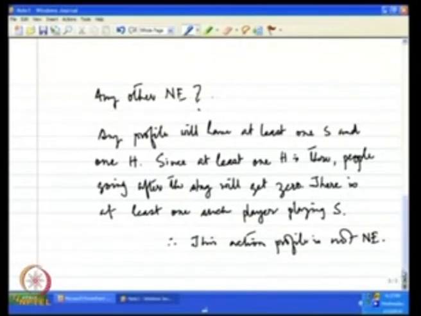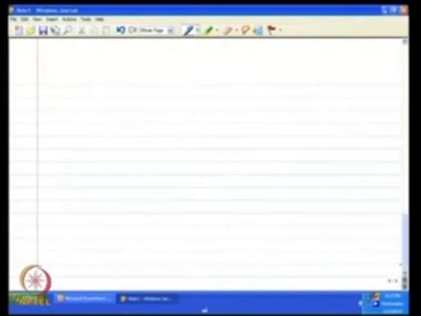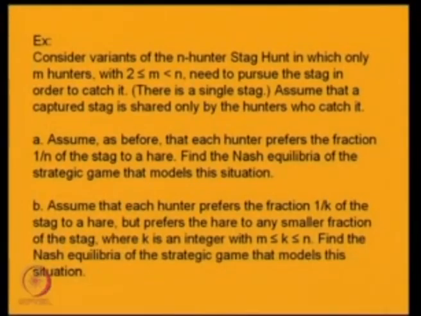What we are going to do now is consider another, a little complicated version of the same stag hunt case. Let me tell you the question here. So here is the variant. Let me read out the question first. Consider a variant of N hunters stag hunt, in which only M hunters, where M is greater than or equal to 2, strictly less than N, need to pursue the stag in order to catch it. There is a single stag. Assume that a captured stag is shared by the hunters who catch it.